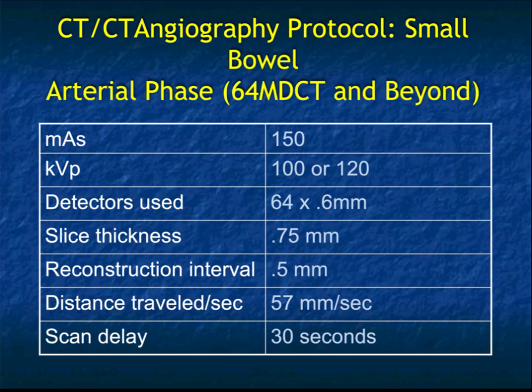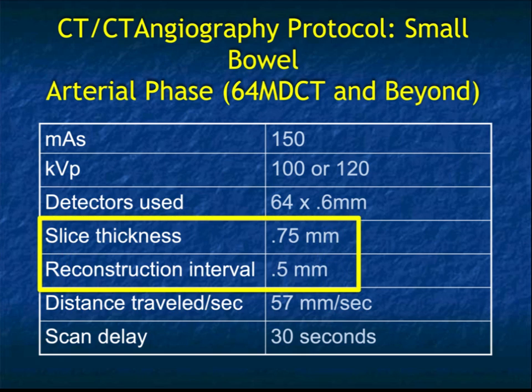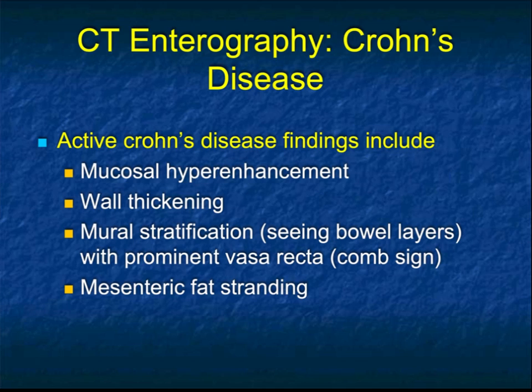We use thin section CT, 0.75 millimeters, reconstructing at 0.5 millimeter intervals. That's a good protocol regardless of what scanner you have. Obviously, you can use thinner sections, but this sub-millimeter study works very, very nicely. So it works well in practice.